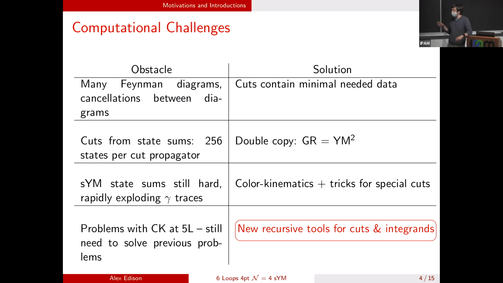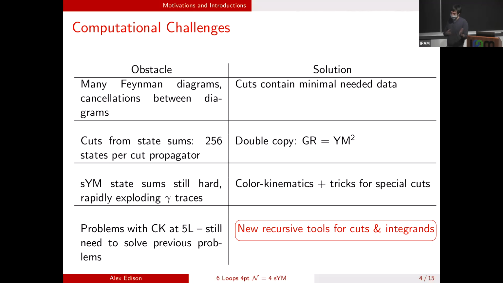However, even focusing just on cuts, the state sums are very difficult. In supergravity, there's 256 states per propagator that you've cut. Now you have to insert that multiple times inside of any given cut diagram. This is still explosively bad. The solution that Bern and company have found for this is focusing on the double copy, so that we can figure out some way to write gravitational amplitudes as a square of Yang-Mills. So that buys us a square root factor here.